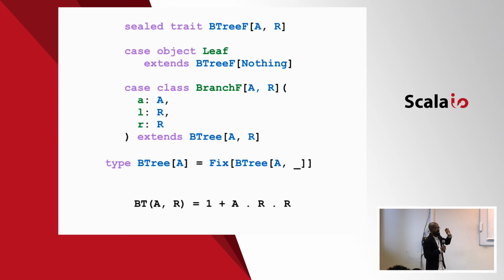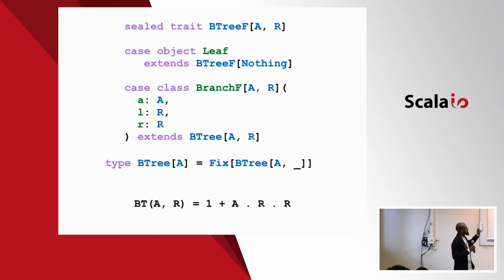I'm going to hand wave over this, but basically you can get back to the original structure, the B-tree structure, from B-tree F by applying fix to it. I'm not going to get into fix, but essentially just trust that it puts recursion back into a non-recursive structure, right? So you have this whole R that we extracted, and fix puts the recursion back. So B-tree F is a non-recursive data structure. Fix of B-tree F is back to the recursive data structure. That's good enough for now.